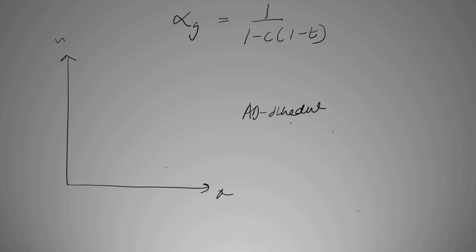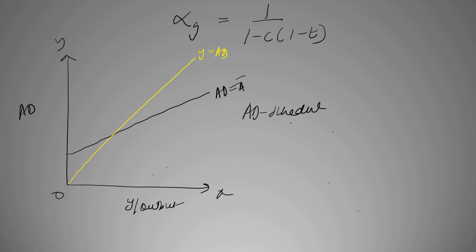So it's our AD schedule. We have x, y, 0. X is our output and y is our AD, right? And this is our AD curve. This is our 45 degrees line, y is equal to AD. And at this AD, we can say AD is equal to A plus C(1 minus T)y minus Bi. Okay, so our intercept is A minus Bi. We are not changing our interest rate over here. If you notice, we are keeping it constant.